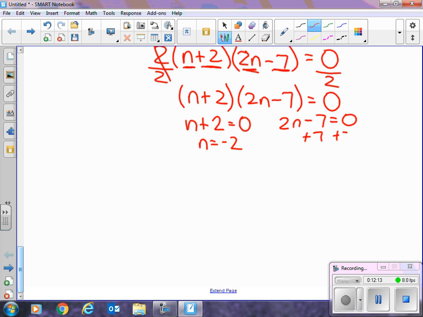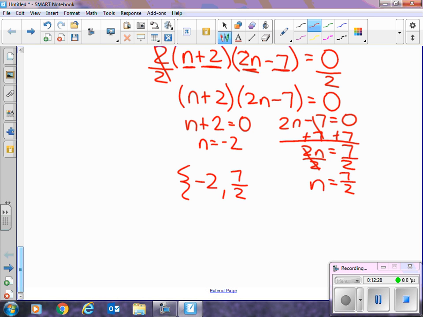For the second one, you have to do the two-step equation of 2n minus 7 equals 0. So add your 7 over. You get 2n equals 7. Divide by 2. And the fraction is 7/2. Do not ever give a decimal for your solutions. They stay fractions. So when you get done, you've got to put them in braces. Negative 2 and positive 7/2 are the solutions.